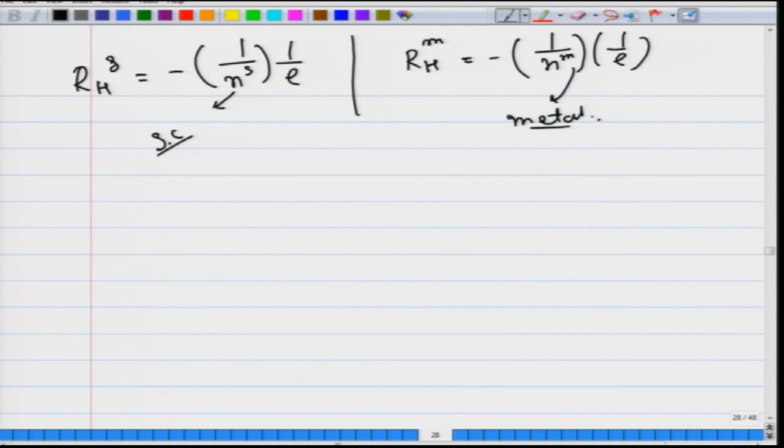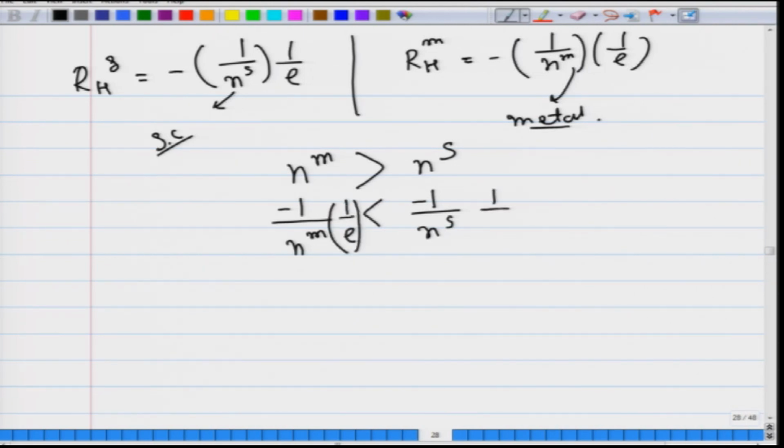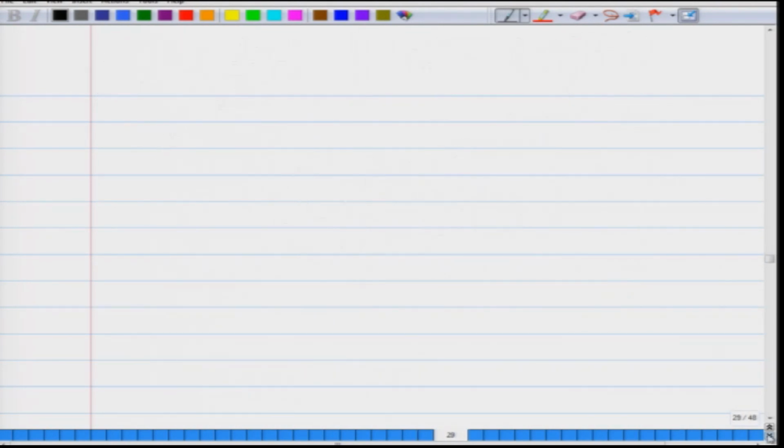Now we already know that for a metal the number of free electrons will always be higher than for a semiconductor. So, we get this 1 by N, and it will flip sign. We can put the value of minus 1 and multiply both sides by 1 by E. So, we get RHM will be less than RHS. This is option A. Moving to the next question, question number 13.